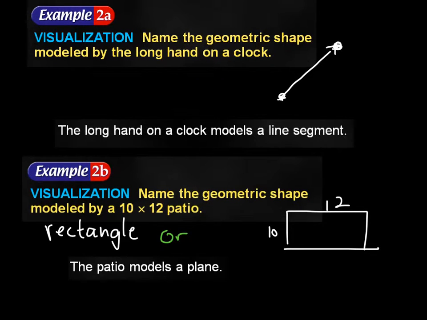Or the book's answer was a part of a plane. A plane continues infinitely in all directions, so I would kind of lean towards rectangle myself because this has definite ends.